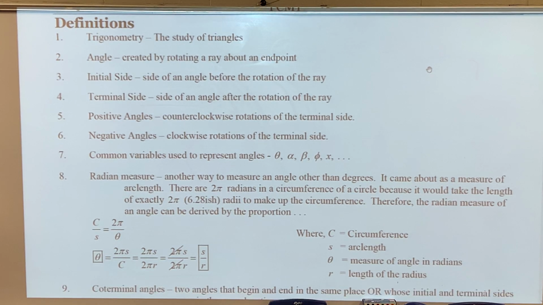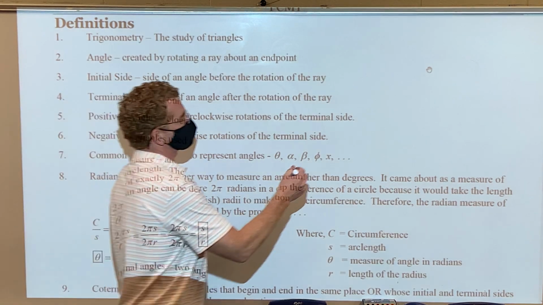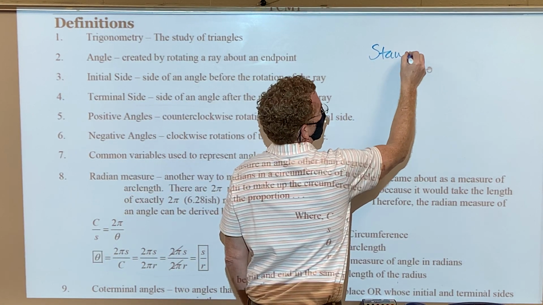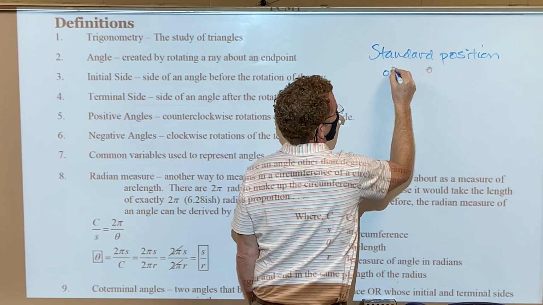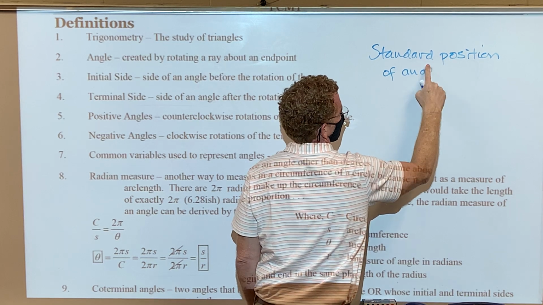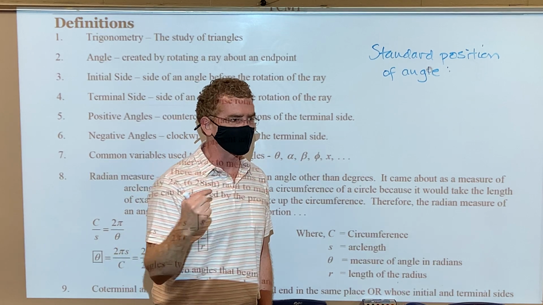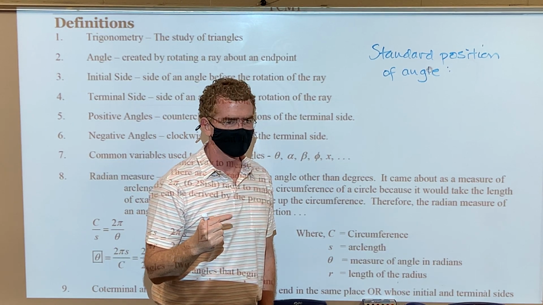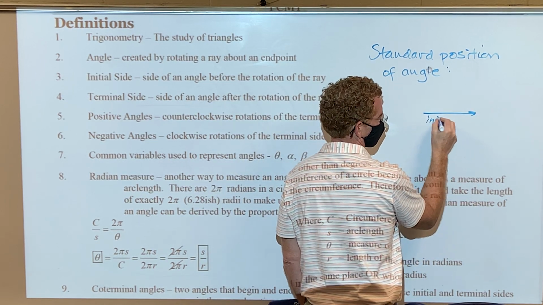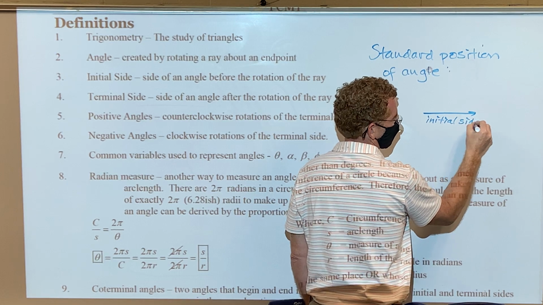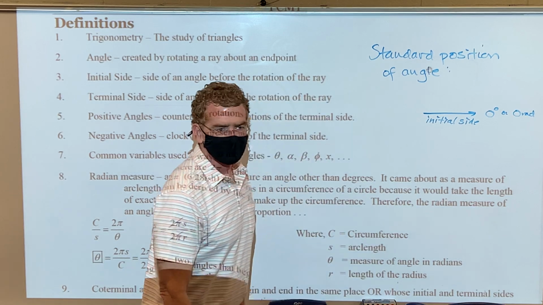Anyone? Initial side. Okay, so initial side, normally that's not going to be a huge concern, but in standard position, do y'all remember what standard position of an angle means? I probably should have included that. Standard position of an angle means your angle is beginning at what degree? 0. So standard position, you've always got your initial side pointed at 0 degrees or 0 radians. Okay? So that's standard position.